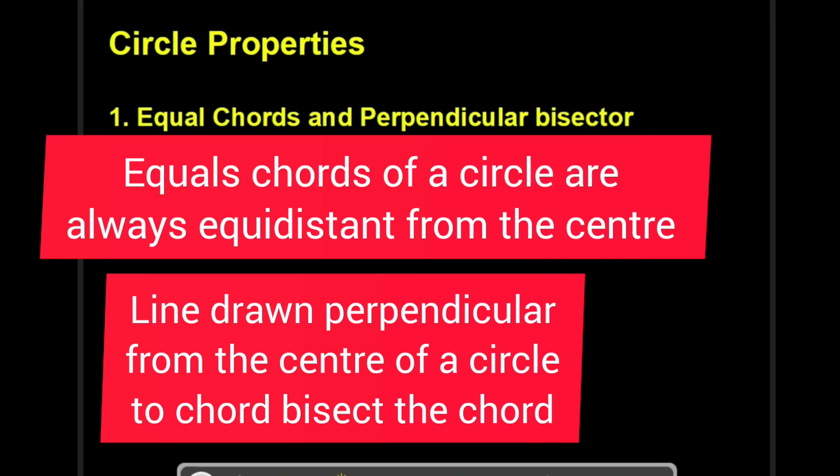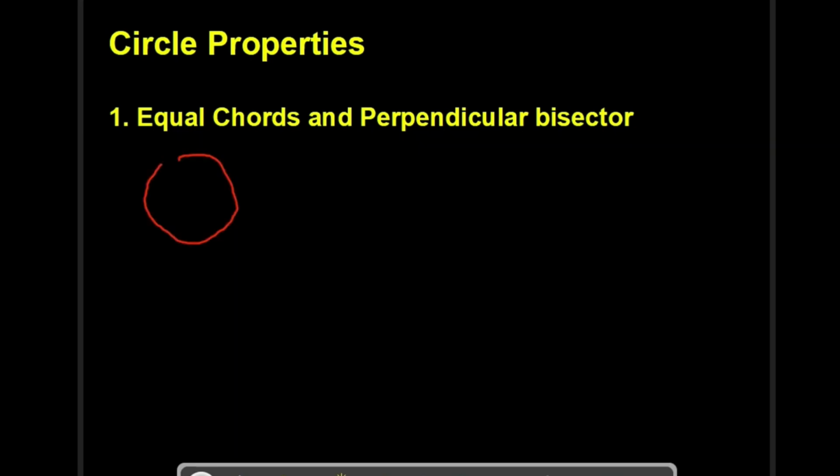Now coming to the circle properties: equal chords and the perpendicular bisector. Suppose I draw a circle, consider this is a circle. If I draw a chord, any line which is drawn from the center to the chord, if you see this one, this line is perpendicular. If this line is perpendicular, then it bisects the chord into two equal parts.